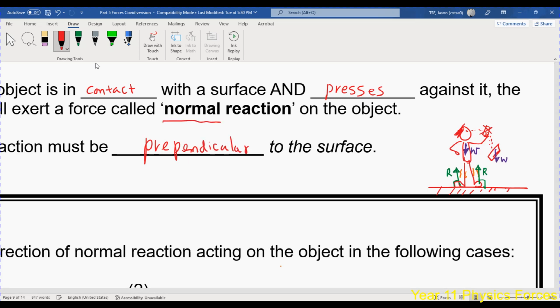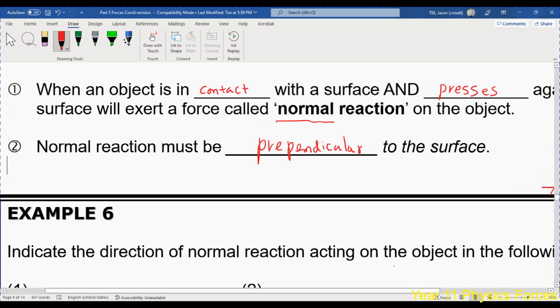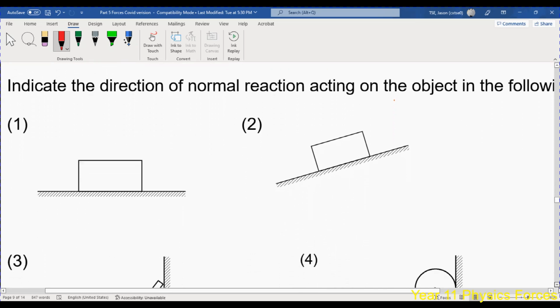Actually, the word normal here again is a scientific term. It's not the normal we use in our daily language. In math or in physics, normal means being perpendicular. Remember this. That's why it's called normal reaction.